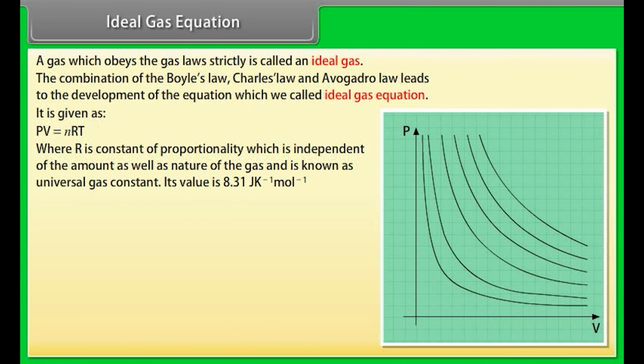is independent of the amount as well as the nature of the gas and is known as the universal gas constant. Its value is 8.31 joule per kelvin per mole. P is the pressure of a fixed amount of gas.